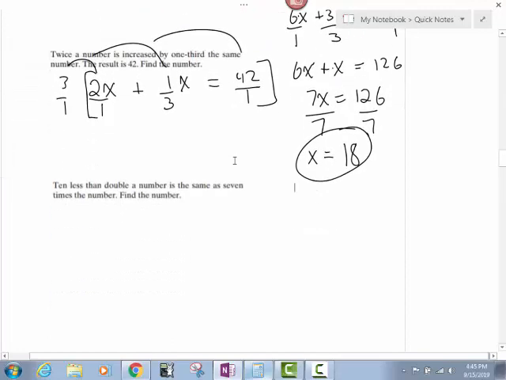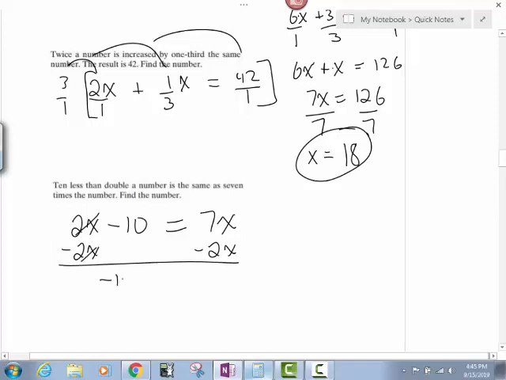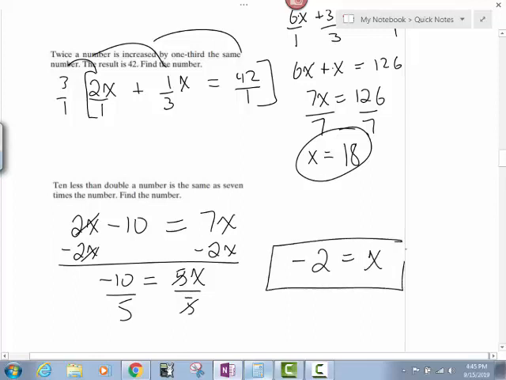Okay. 10 less than double a number, so let's find double a number, 2x. We're going to subtract 10, is the same as 7 times the number. Find the number. Okay. So let's go ahead and subtract 2x on both sides. We have a minus 10. 7 minus 2 is a 5x. We can divide both sides by 5. And we end up with negative 2.